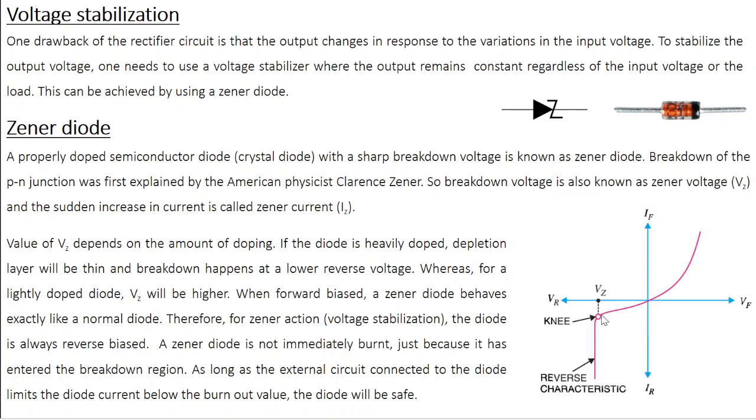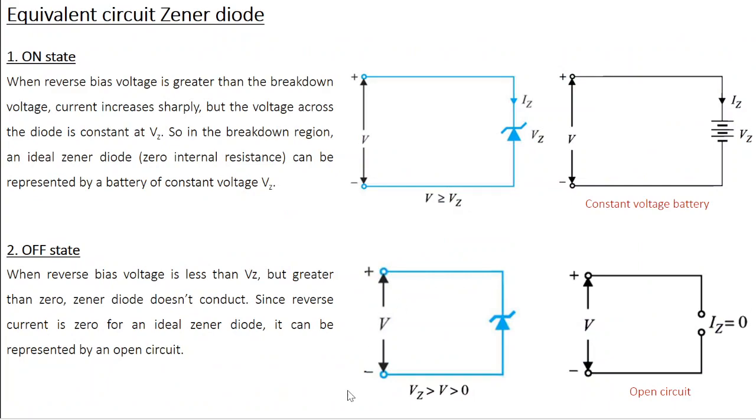Here you can see that in this region, the current increases drastically, but the voltage is essentially constant. Voltage is the x-axis, so this point is almost constant. On the y-axis you have a large change in current. So the voltage across the diode is constant when the reverse bias voltage is greater than the breakdown voltage. In the breakdown region, for an ideal Zener diode, ideal meaning zero internal resistance, the voltage across the diode is going to be constant at Vz.